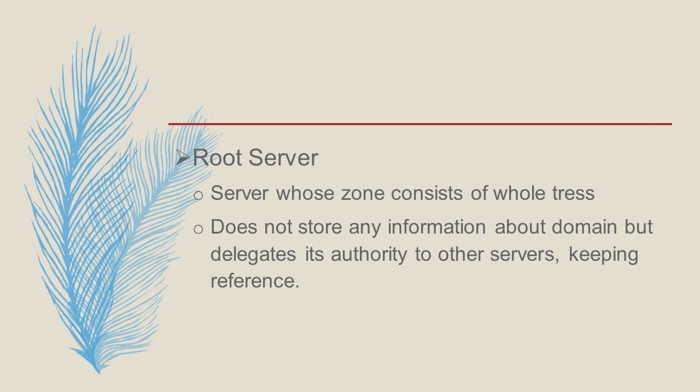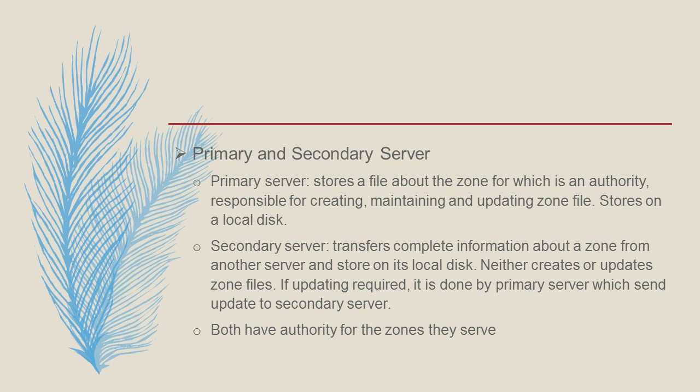There are two types of servers. The primary server stores the file about the zone for which it is an authority. It is responsible for creating, maintaining and updating the zone file, which is stored on a local disk. The secondary server transfers complete information about the zone from another server and stores it on its local disk. It neither creates nor updates zone files. If updating is required, it is done by the primary server, which sends the update to the secondary server. Both servers have authority for the zones they serve.